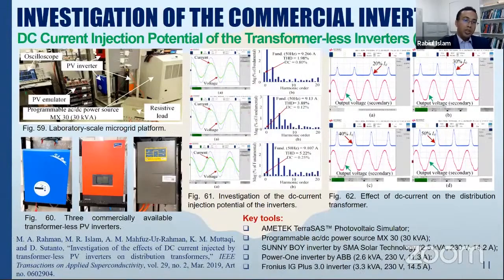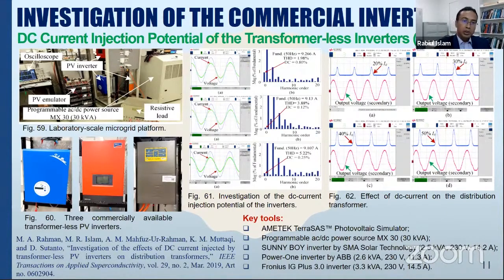Okay, so here you can see the performance of different grid-connected PV inverters. Usually the grid-connected or grid-tied PV inverters feed AC power to the grid, right? But if you observe very precisely the quality of the feeding power or feeding current, then we can realize that in addition to the AC component, it also injects some DC current.